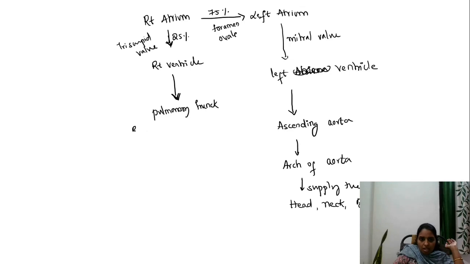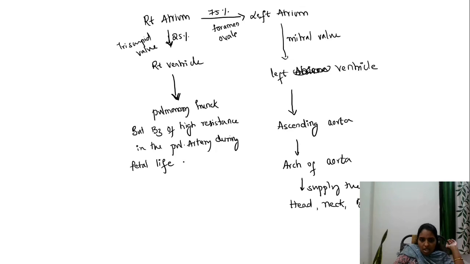But because of high resistance in the pulmonary arteries during fetal life, blood enters the ductus arteriosus. It enters the ductus arteriosus.